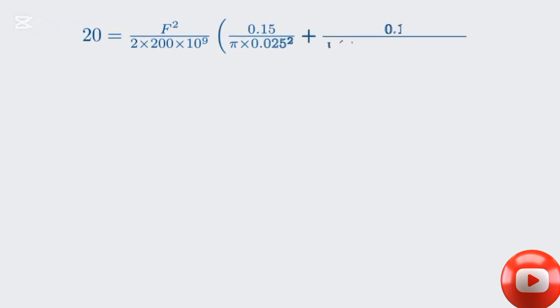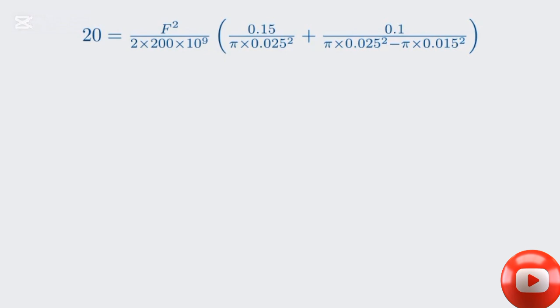With our consistent units, we can now substitute these values into our strain energy equation. Our equation is 20 joules equals F squared over 2 times 200 times 10 to the 9th, all multiplied by the quantity 0.15 over pi times 0.025 squared, plus 0.1 over the difference between pi times 0.025 squared and pi times 0.015 squared. This looks complex, but we can simplify it step by step.